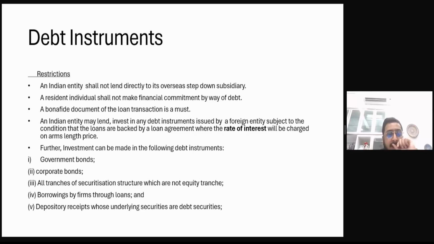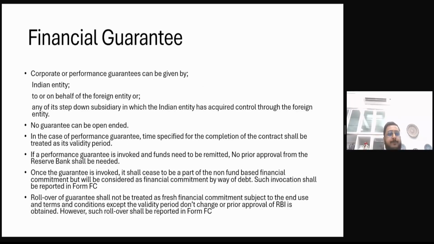An Indian entity may lend, invest in debt instruments issued by a foreign entity, subject to the condition that the loans are backed by a loan agreement where the rate of interest will be charged at the arm's length price. Any loan which you are giving in ODI, we should check that the rate of interest should be as per the arm's length price existing in the foreign country. Investments can be made in foreign debt instruments, government bonds, corporate bonds, borrowing. So in these debt instruments, ODI can be done.